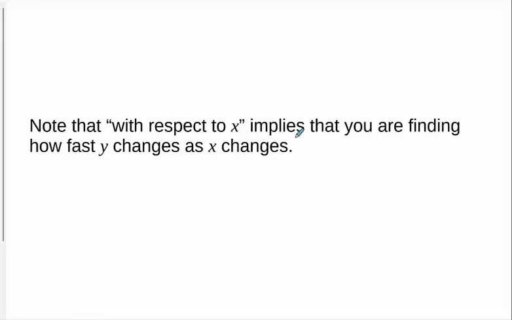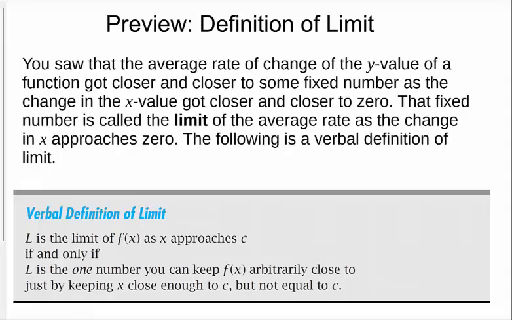So, with respect to x means that you're finding how fast y changes as x changes. Now, what we're trying to get to here is this definition of limit. We saw the average rate of change of the y values of the function got closer and closer to some fixed number as the change in the x values got closer and closer to 0. That fixed number is called the limit of the average rate of change in x as x approaches 0.